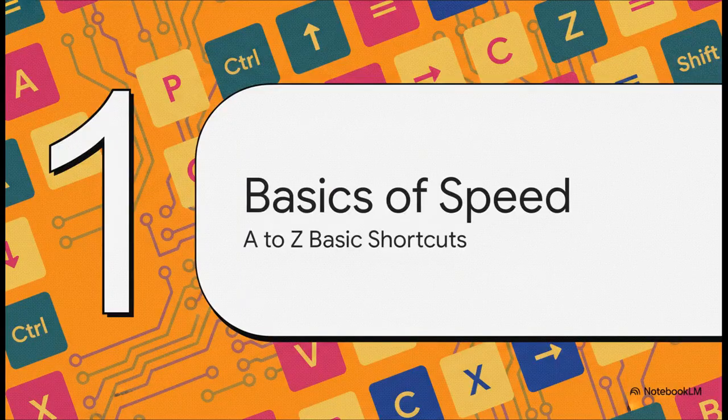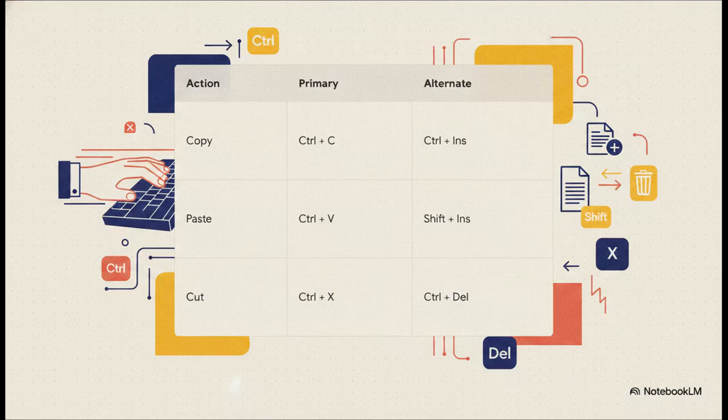Section 1. The basics of speed. Okay, these are your absolute bread and butter mechanics for moving data around without ever touching a mouse. Pretty much everyone knows Control-C to copy and Control-V to paste, right? But the alternative options, Control+Insert to copy and Shift+Insert to paste, are actually brilliant if you want to keep your hands firmly planted on the right side of the keyboard. Depending on your posture, these secondary shortcuts can be way more ergonomic. And of course, Control-X or Control-Delete will cut an item entirely. Master just these, and you've already doubled your baseline speed.